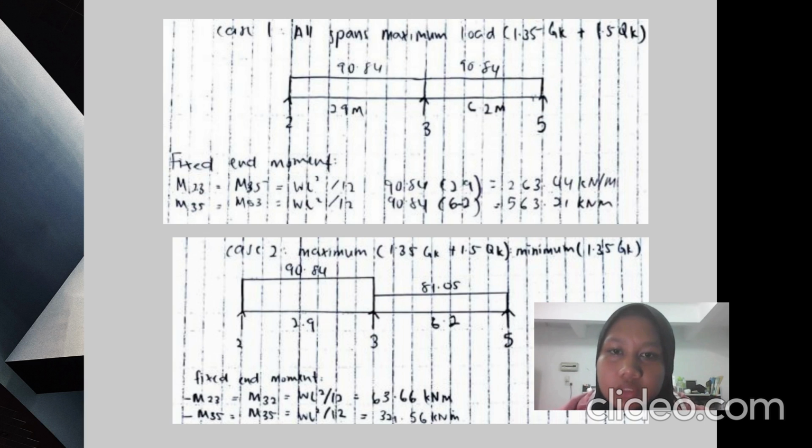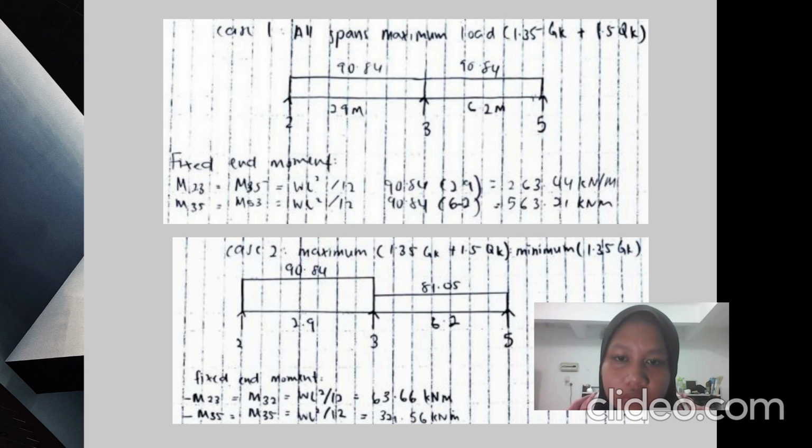For case 1, all span maximum load is 90.84. Then the fixed end moment for M23 is 293.44 kilonewton per meter. For moment 3-5, the value is 593.21 kilonewton per meter.